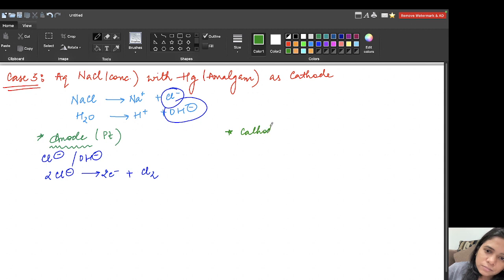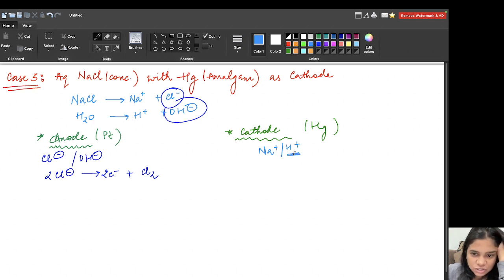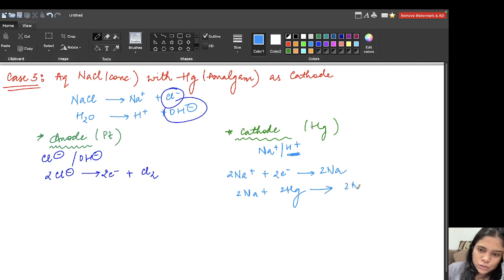And at the cathode, what is happening? You have Hg, right? What two things are coming here? Na plus and H plus are coming. According to the preferential discharge theory, H plus should give the reaction, but this is not so. Why? Because 2 Na plus accepts 2 electrons to give 2 Na, and now this Na is combining with Hg to give sodium amalgam.